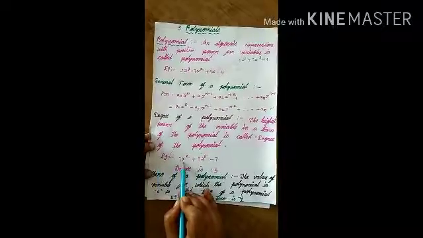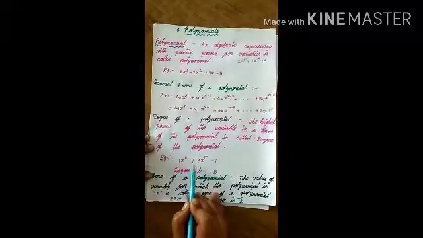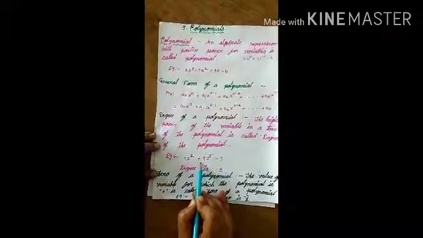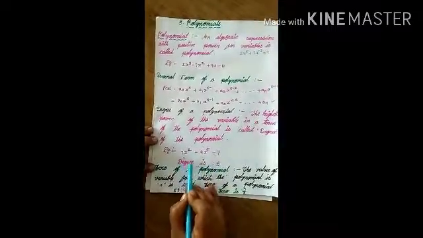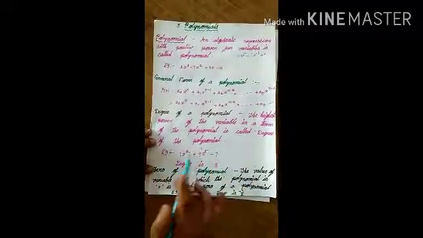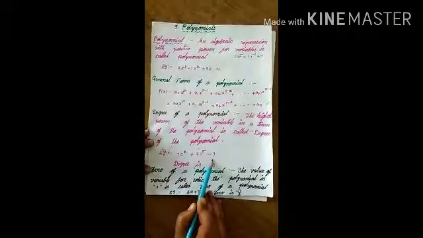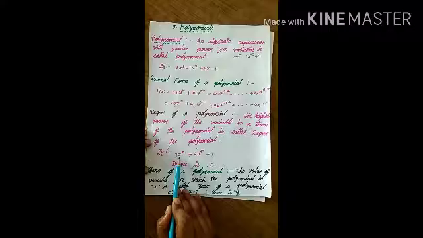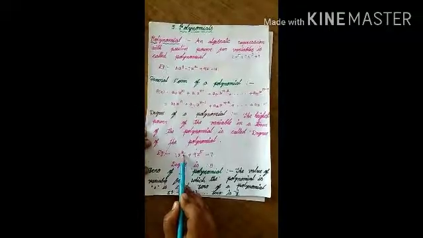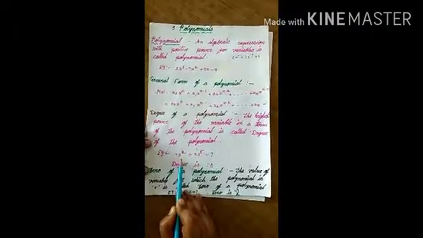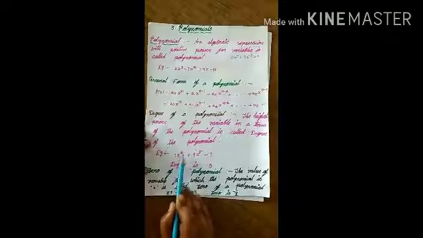For example, 7x square plus 9x to the power of 5 minus 7. First calculate individual degree for each term. Total how many terms are there here? 3 terms. So first term variable power is 2. So this term degree is 2.